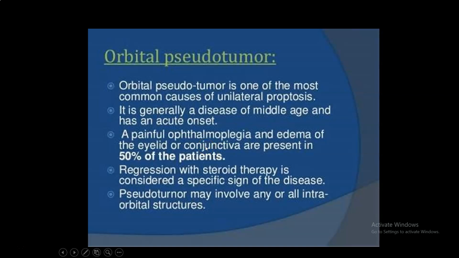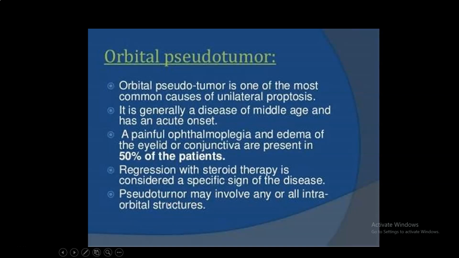And one of the most characteristic signs is that it regresses with steroid therapy. So it is called a therapeutic test. If you give steroids and the proptosis disappears and the redness disappears, this is most probably an orbital pseudotumor. And of course, the treatment is not surgical. Pseudotumor may involve all intraorbital structures, as we'll see.